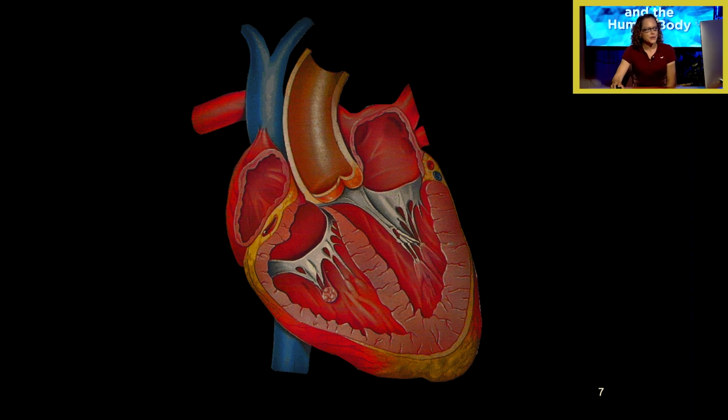This is a cross-section of the heart. So it's a two-dimensional view of a three-dimensional object. So it's almost like we take a scalpel and we just slice right through the heart, and so we can look right inside of it. And what we can see here are the chambers of the heart.